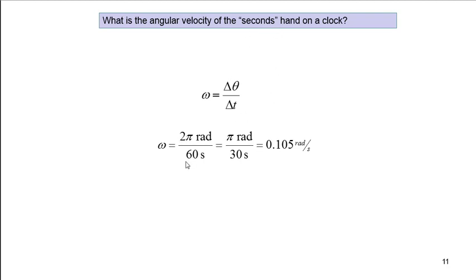So it's 2 pi radians, it takes 60 seconds to go around, so I can calculate that the rate is 0.105 radians per second. Now technically I should make this negative because the seconds hand is going clockwise, and clockwise is the negative direction, so I should add a negative there.